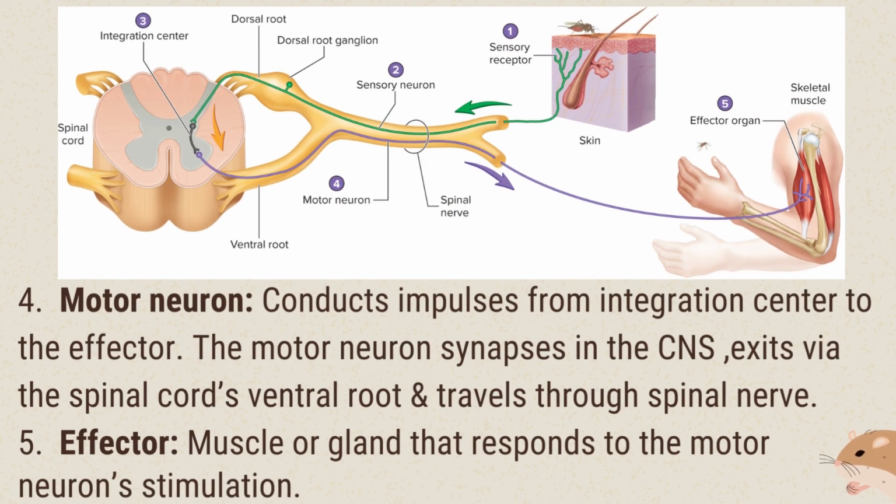The fourth component of the reflex arc is the motor neuron. It conducts impulses from the integration center to the effector. The motor neuron synapses in the central nervous system, exits via the spinal cord's ventral root, and travels through the spinal nerve. The final reflex arc component is the effector. This is the muscle or gland that responds to the motor neuron's stimulation.